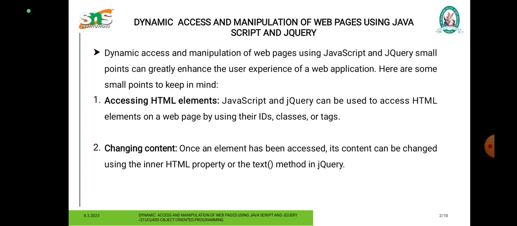Here are some small points to be kept in mind. First one is accessing the HTML element. JavaScript and jQuery can be used to access HTML elements or tags on a web page by using their IDs, classes or tags. Changing content. Once an element has been accessed, its contents can be changed using the innerHTML property or the text method in jQuery.